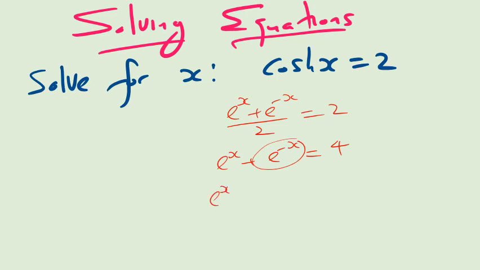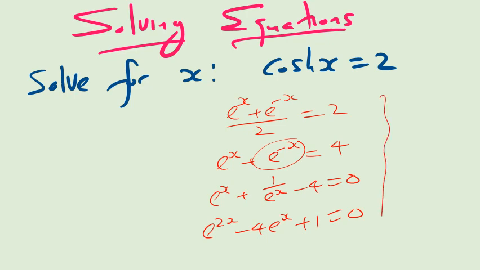And we don't like that e to the minus x, so what do I do with that? All right, there's e to the x plus 1 over e to the x minus 4 equals 0. Do you see what happens there? Don't blink, you'd miss it. And then multiply throughout by e to the x, and we're going to get e to the 2x minus 4e to the x plus 1 equals 0.